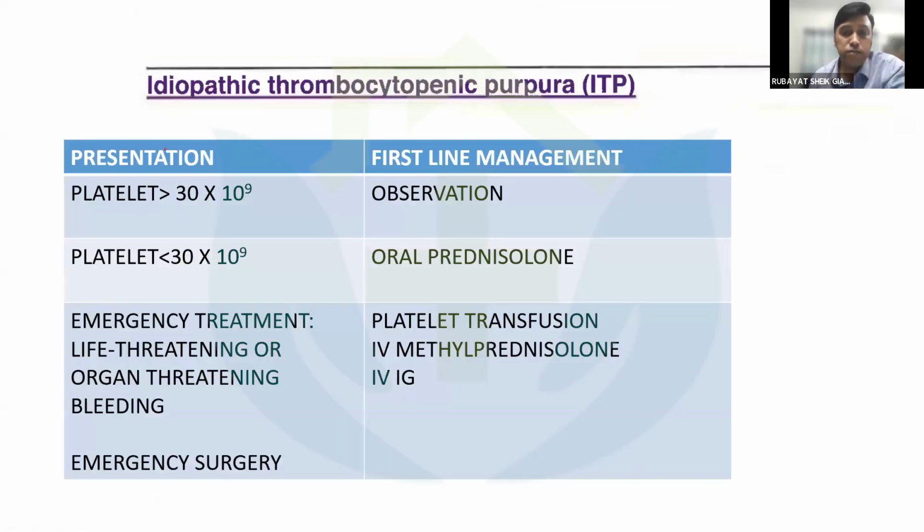Usually we follow this type of protocol for patients with ITP. So obviously, if we start treatment, we start with oral prednisolone. Unless you have life-threatening bleeding, organ-threatening bleeding, or emergency surgery, where you use the other options first, like platelet transfusion, IV methylprednisolone, IVIG. Otherwise, the treatment of choice is oral prednisolone.